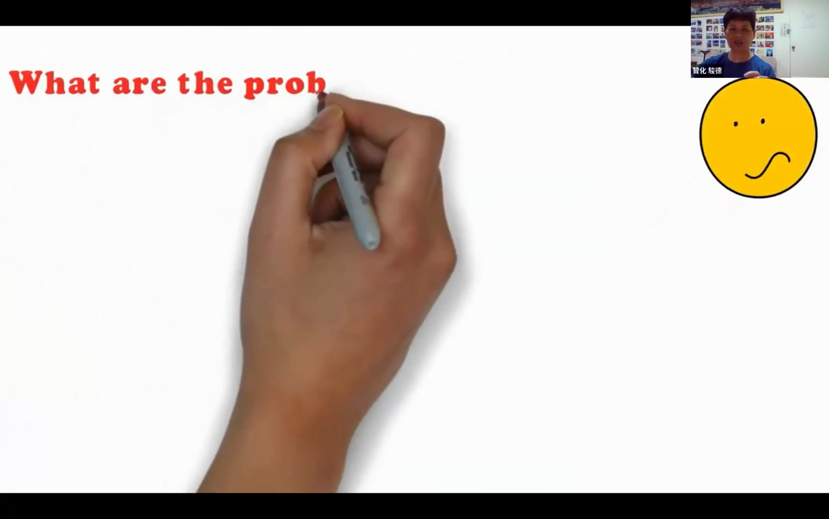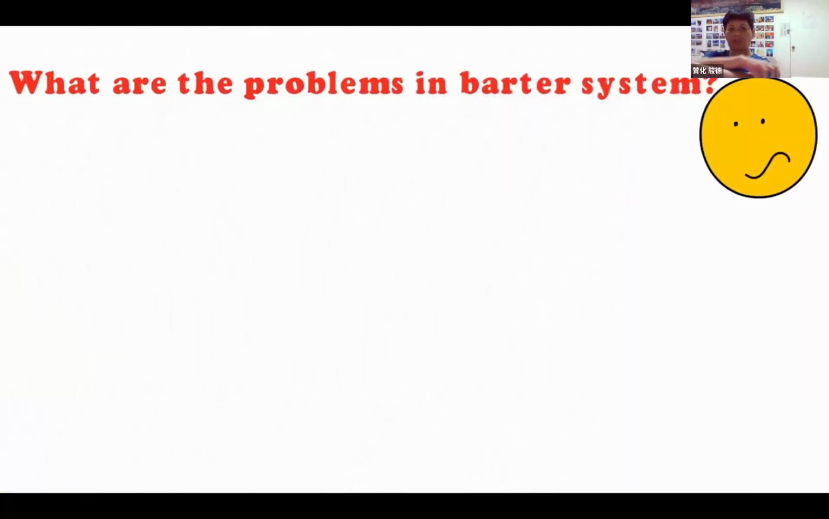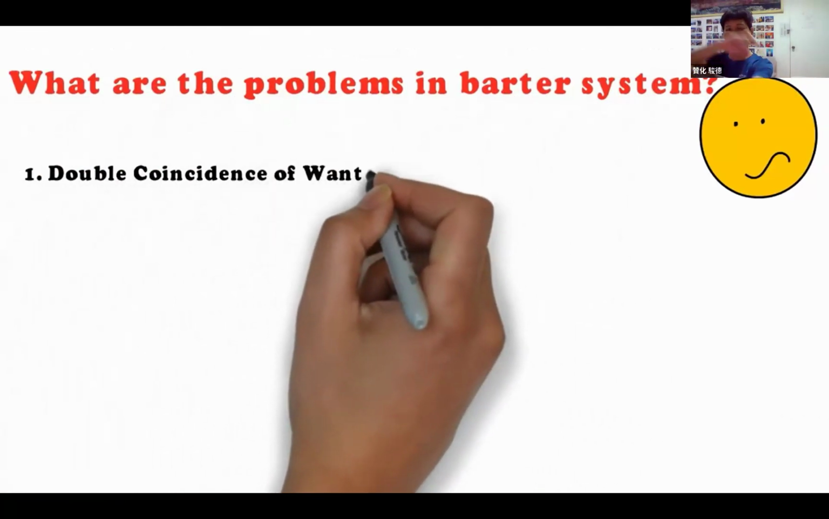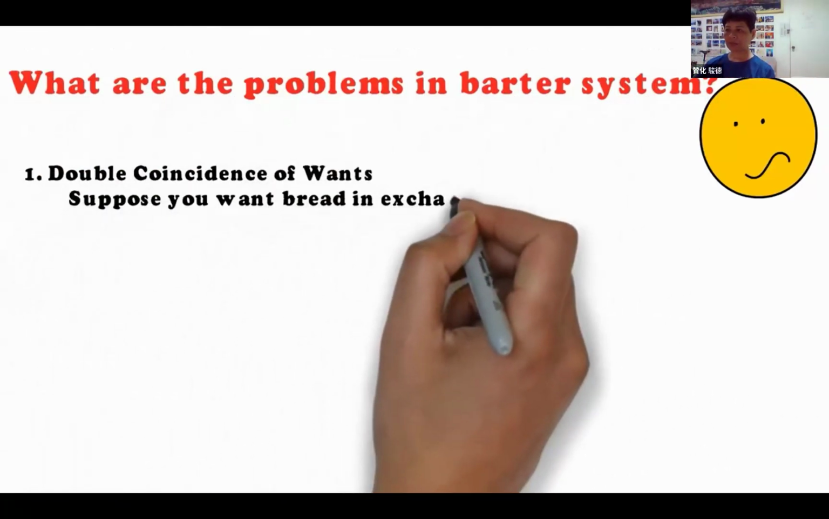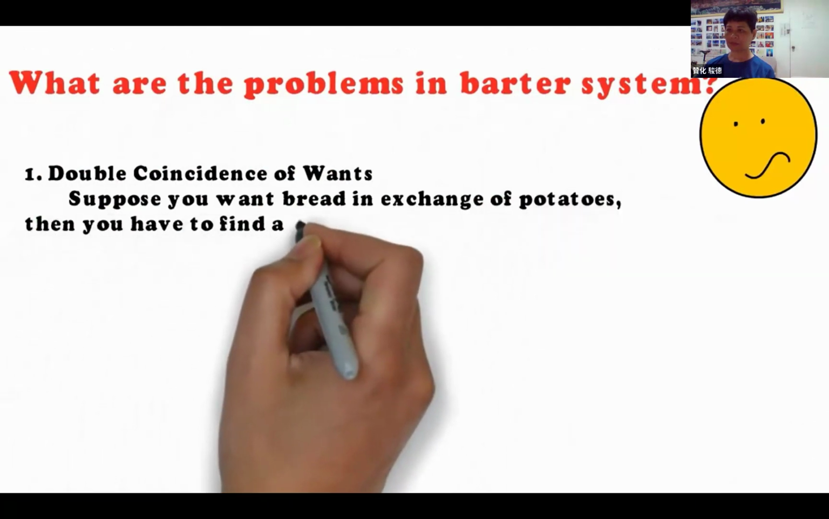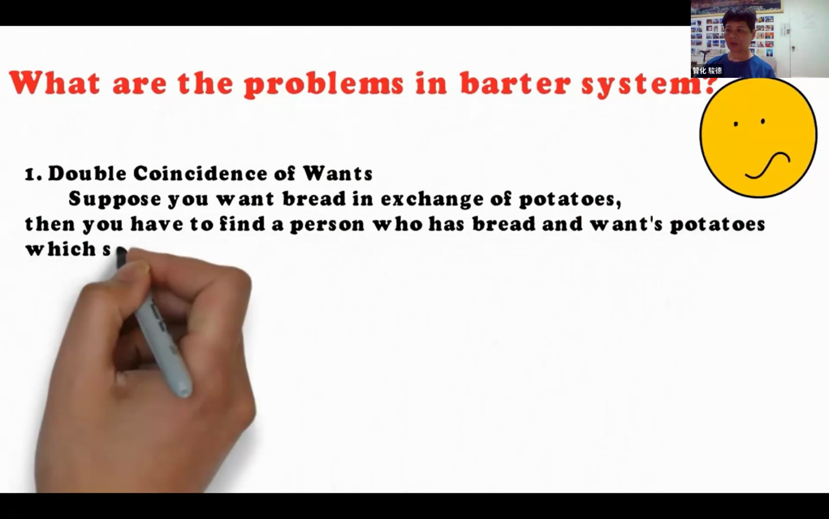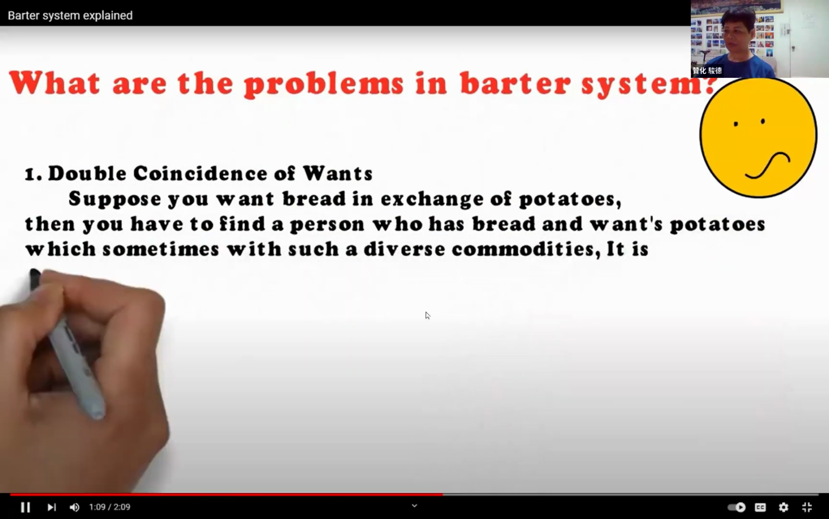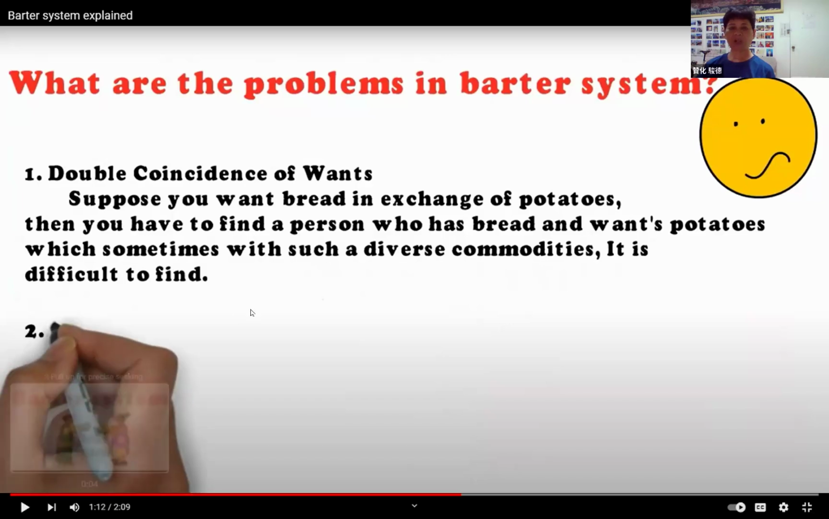What are the problems that people have in the barter system? One, double coincidence of wants. If the other person wants your stuff, you can exchange. Suppose you want bread in exchange for potatoes, then you have to find a person who has bread and wants potatoes, which sometimes, with such diverse commodities, is difficult to find. Each of these two individuals needs each other's stuff, then you can barter.